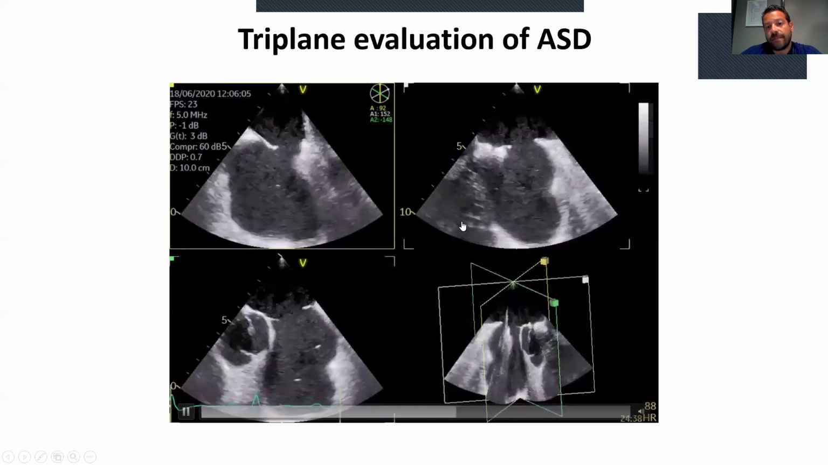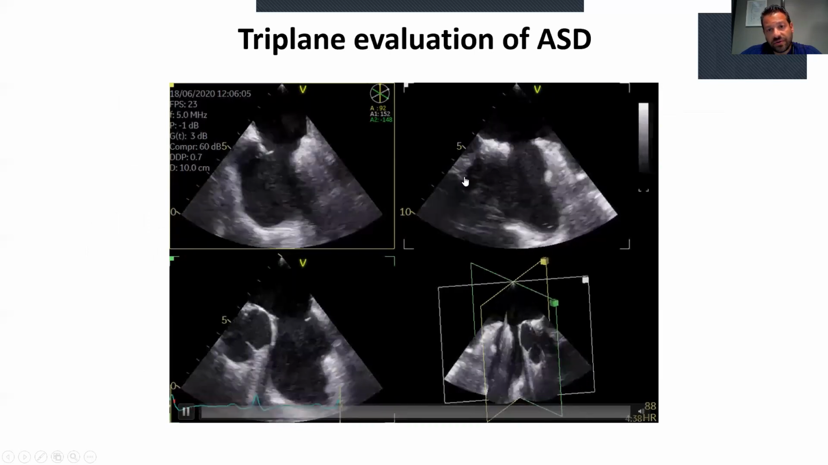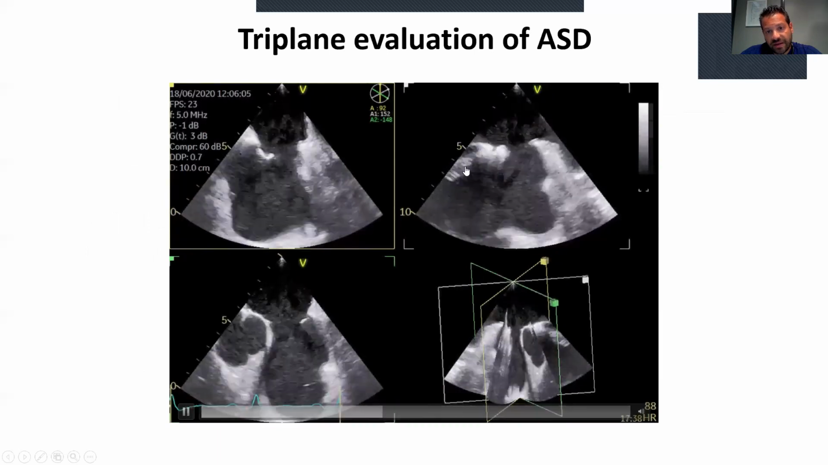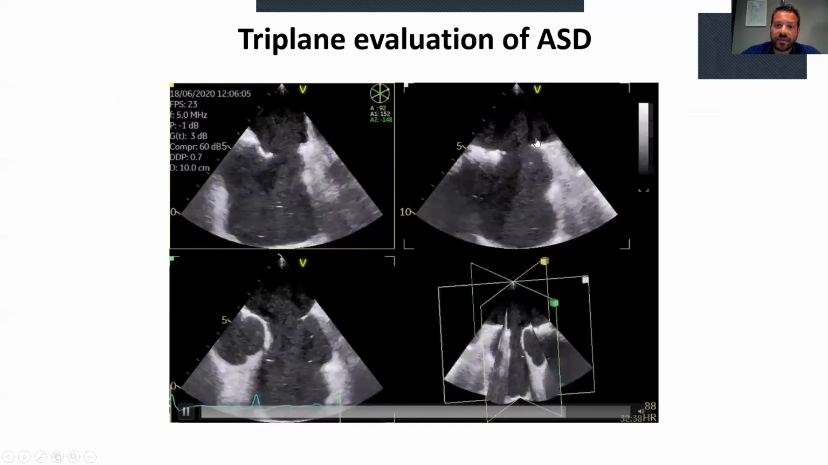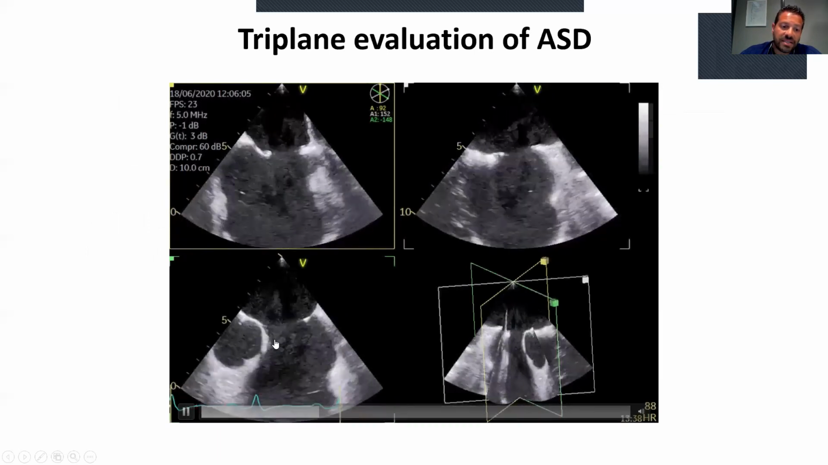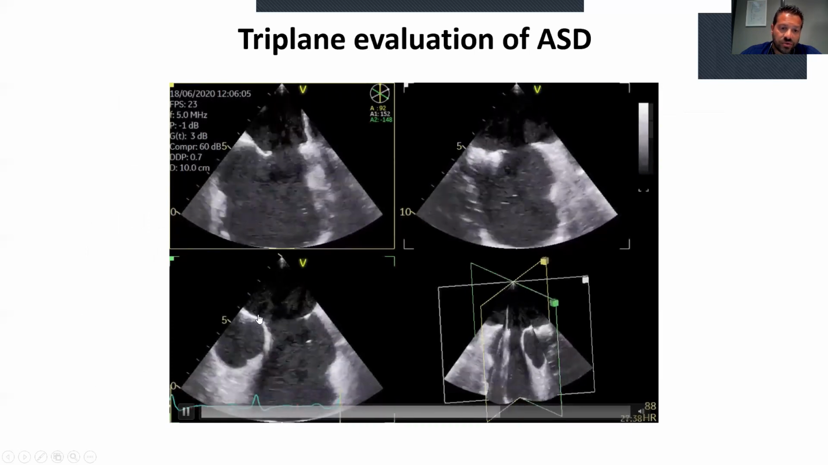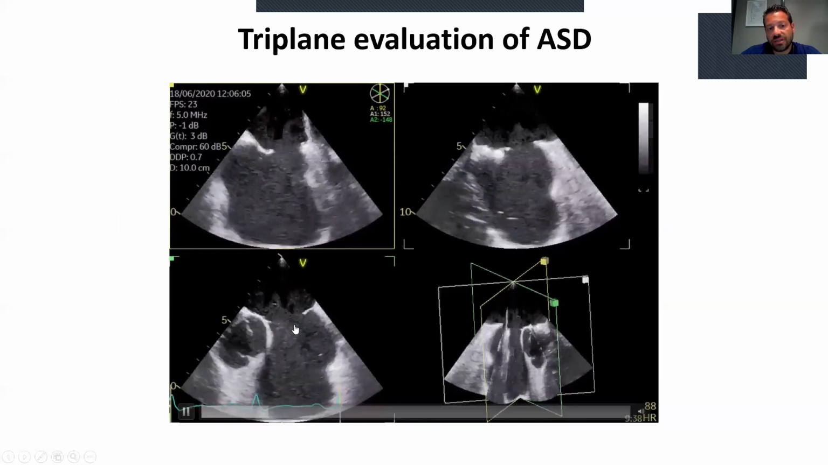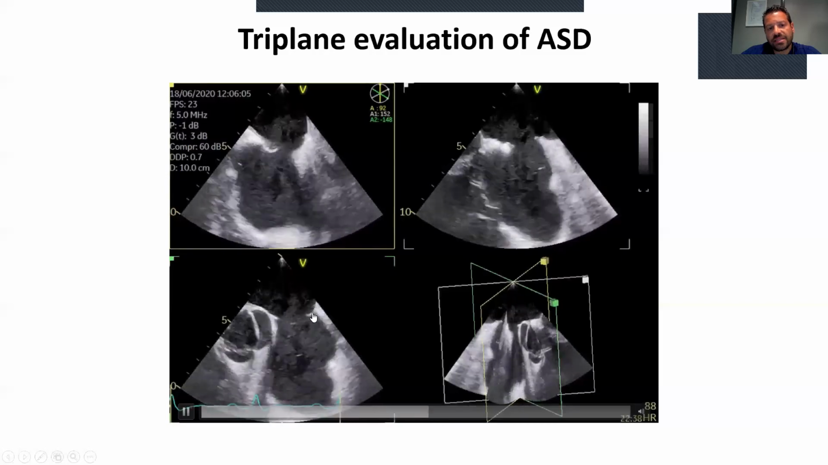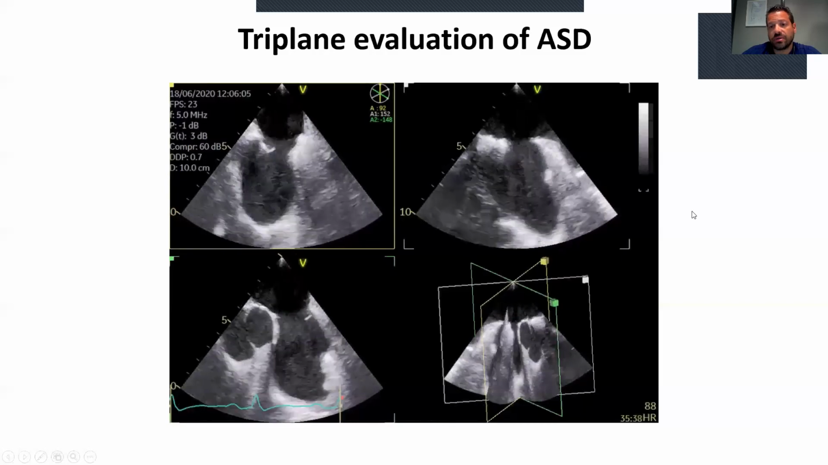This is a modified 4-chamber view. This is the tricuspid valve, so this is the atrioventricular rim. This is the posterior rim. This is the aorta, so this would be the aortic rim. We don't have aortic rim, but we have a nice thin but nice posterior rim.